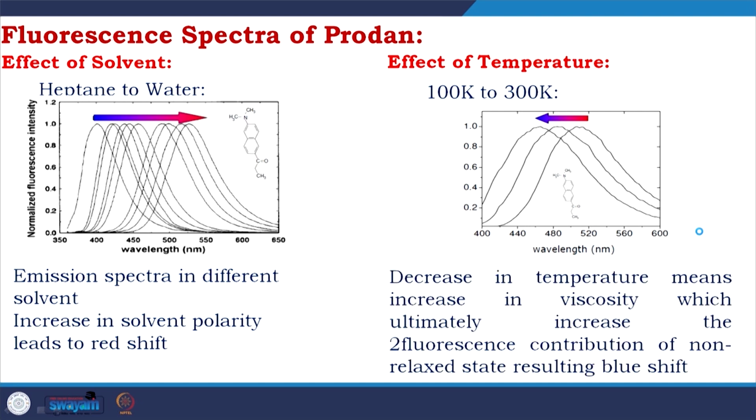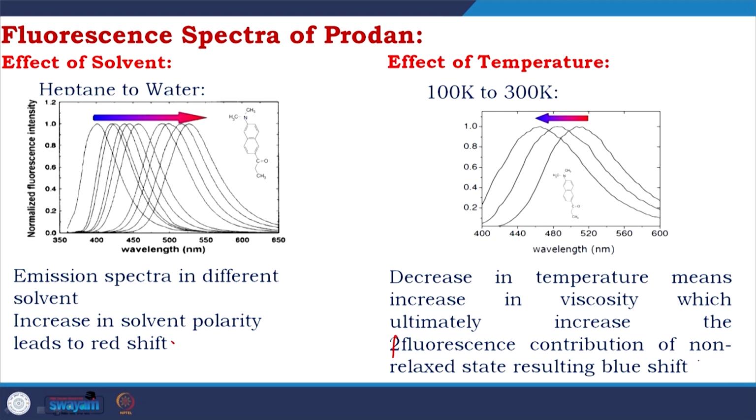So, decrease in temperature means increase in viscosity, because when you increase the temperature, the dynamicity would be enhanced. So, decrease in the temperature is decrease in the dynamism, which means increase in viscosity, which ultimately increase the fluorescence contribution of non-relaxed state resulting blue shift. So, I talked about red shift, I talked about blue shift.